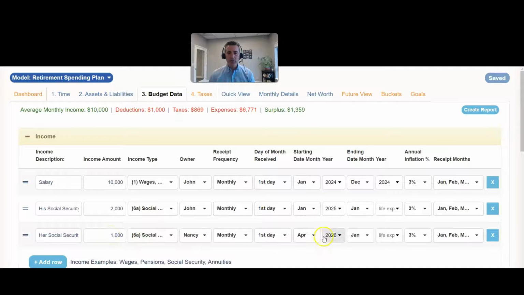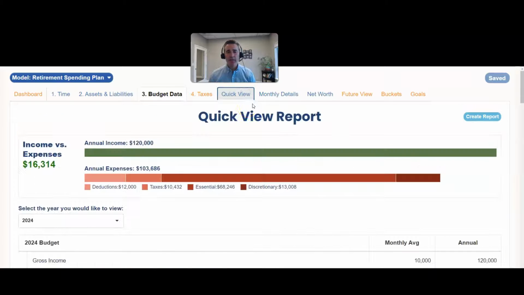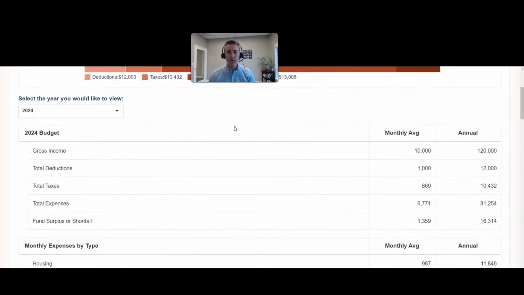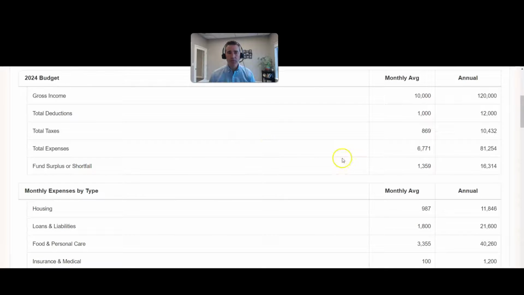$1,000 a month at 62, which will be April of 2026, is when that will start. So once you have all this information in here, let me show you a couple of the cool things that you can really dive down and see in more detail. First of all, in the Quick View report for budgeting purposes, you can see their income, their deductions, taxes, and their expenses. And in this case, right now, in this year, because he's still working, they've got a surplus.